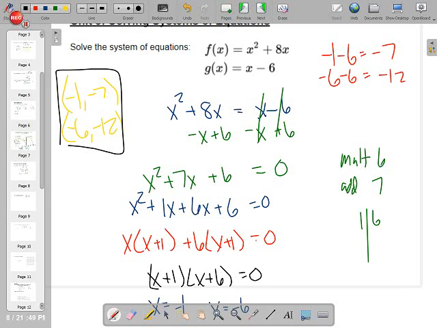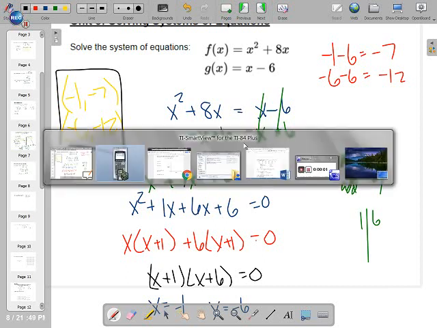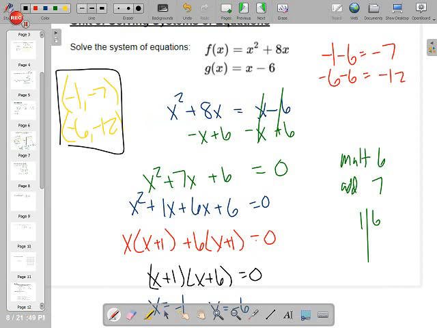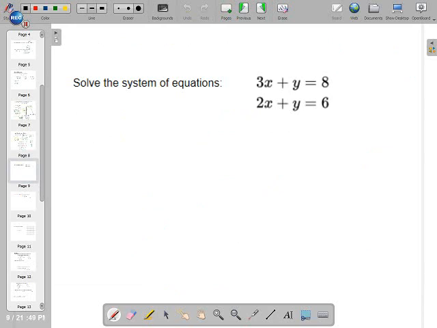And if you graphed it, you could use Desmos to check it, at least for the practice. You'll find that they intersect at -1, -7, and -6, -12. You can also check it algebraically by coming up here and plugging it into the other one. If I plug -1 into the first one, plus 8 times -1, I should get -7. And if I plug -6 into the first one, -6 squared, plus 8 times -6, I should get -12, and I do. So you can check it algebraically, or you can check it graphically if you have the ability to graph it. We'll solve another system of equations.